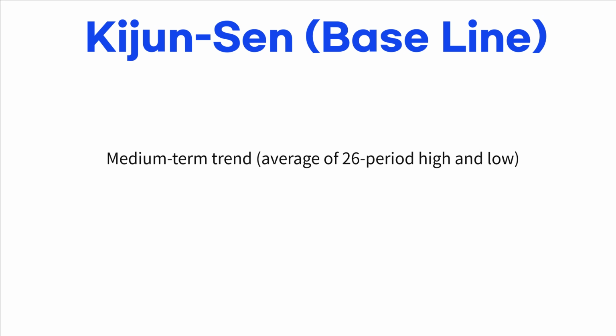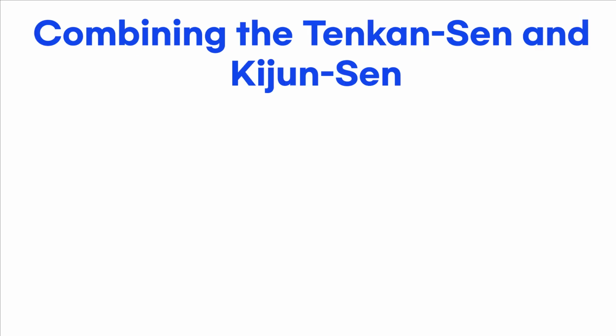Both the Tenkan-sen and Kijun-sen are used together, and the way traders use them would be similar to the moving average crossover strategy. As mentioned above, the Tenkan-sen and Kijun-sen are calculated using the 9 and the 26 period high and low respectively. This means they look back 9 and 26 periods, candles, take the highest and the lowest price levels during that period, then use those values to plot the line in the middle of that range.